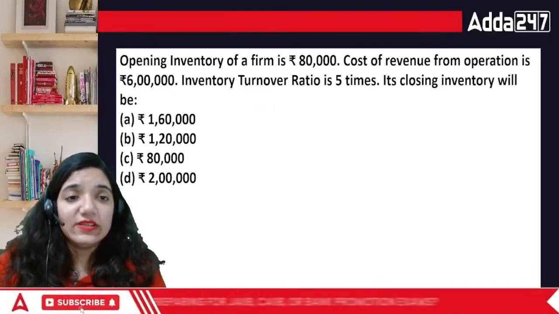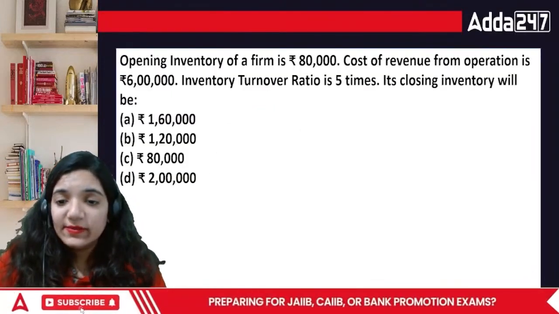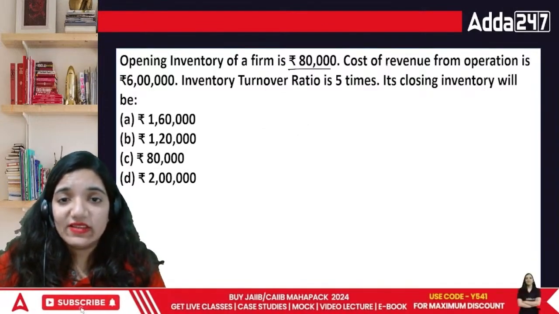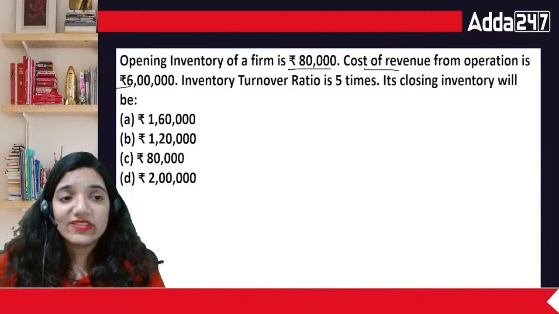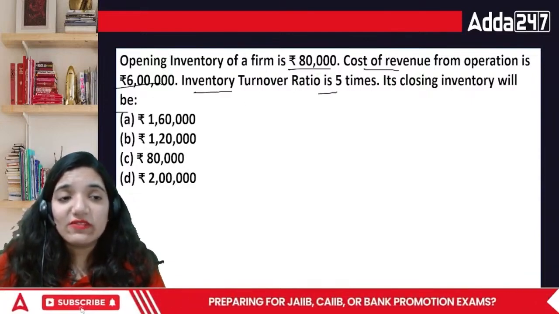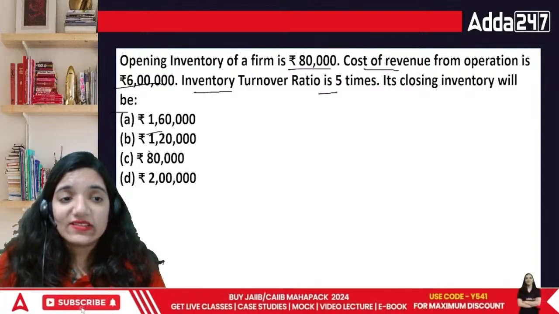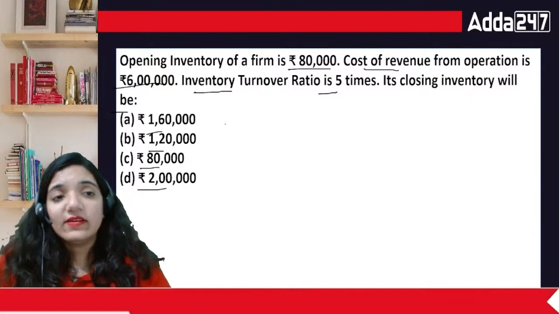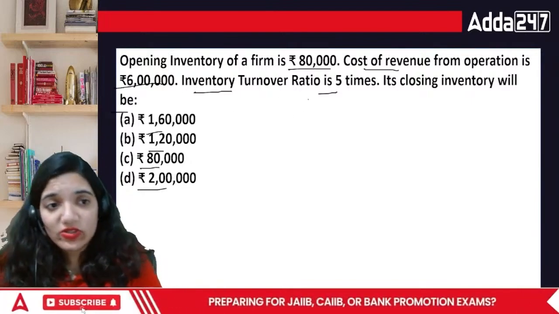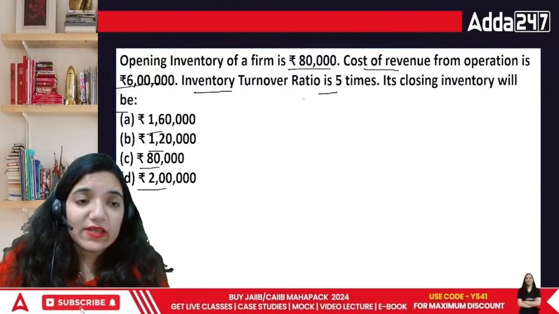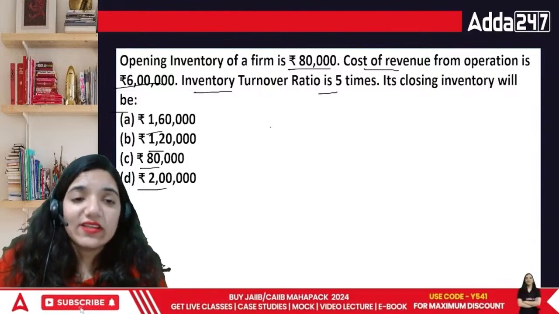Then here comes the next question. The question says: opening inventory of a firm is 80,000, cost of revenue from operations is 6 lakh, ITR is 5 times. Its closing inventory will be 1 lakh 60, 1 lakh 20, 80 or 2 lakh. Opening inventory is given, cost of revenue from operations is also given, but they haven't given that part. Okay, let's try this question.